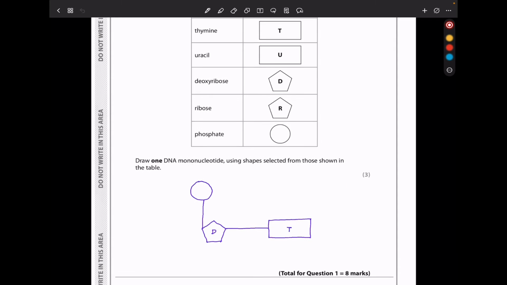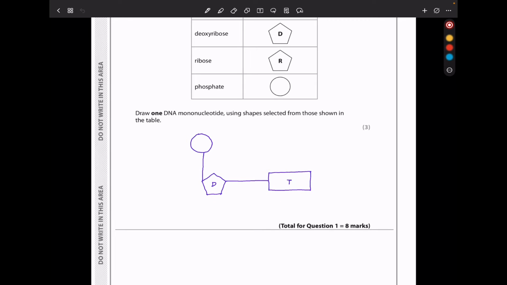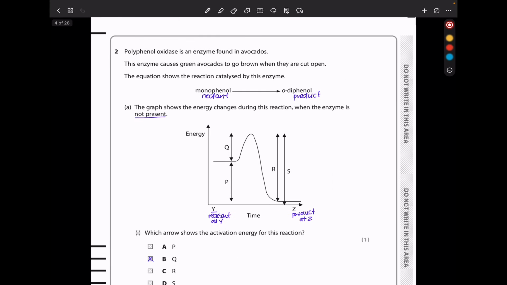Because this is going to be a DNA molecule, I have the phosphate here, we have the deoxyribose, which is going to be D, not ribose, because this is DNA. I used thymine as the nitrogen base because uracil is found in RNA. I couldn't use it among those given here. So this is a representative mononucleotide of DNA. This brings us to the end of question 1. Let's continue to question 2.